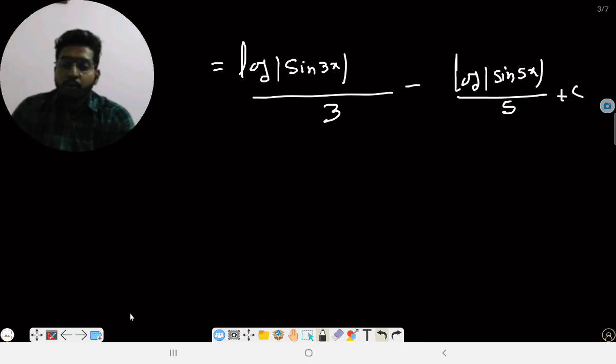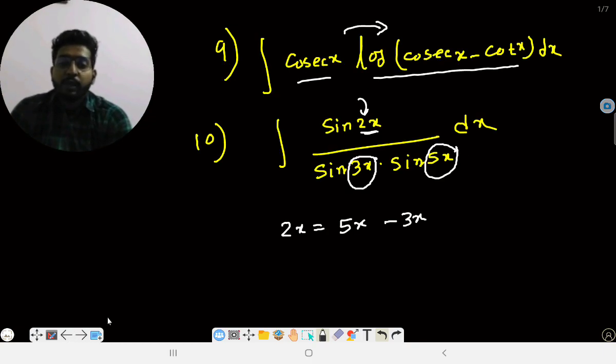Okay, so here we have to see the pattern. Whenever there is a pattern, use the pattern properly. So here you can see 2x can be written as 5x minus 3x. So this is the pattern. I have just used the pattern and done this. Okay, so we'll do the next sums.